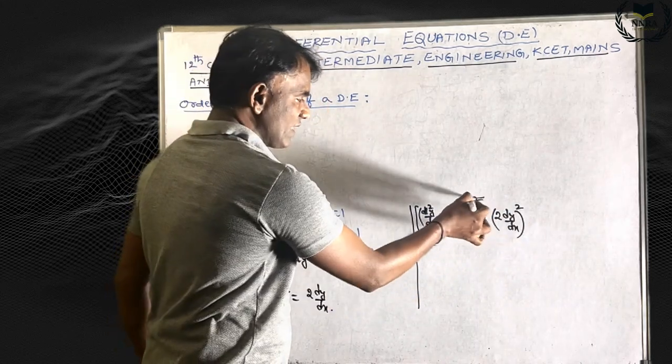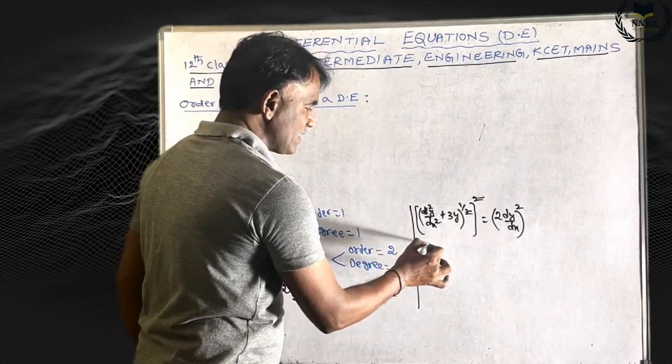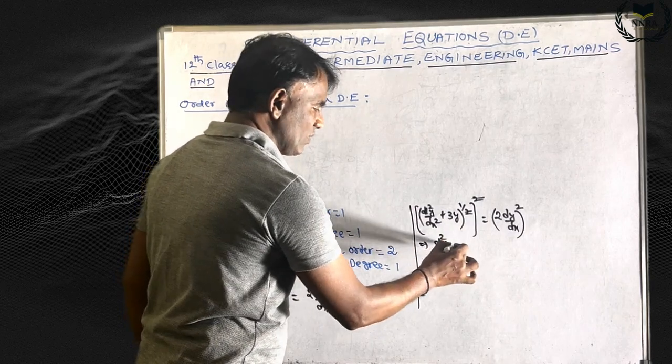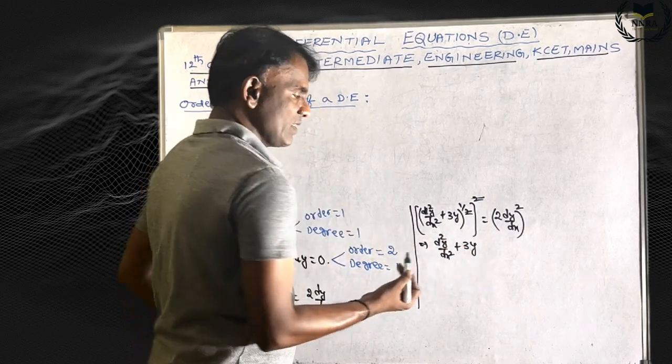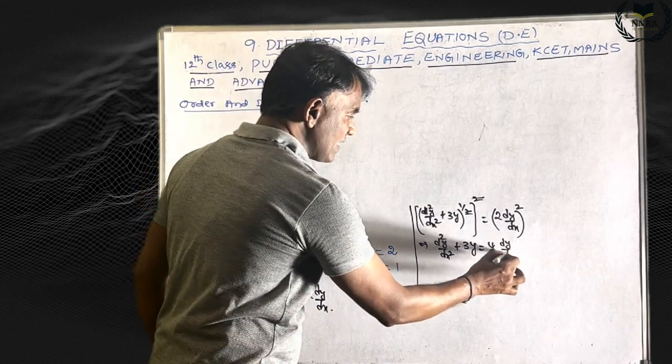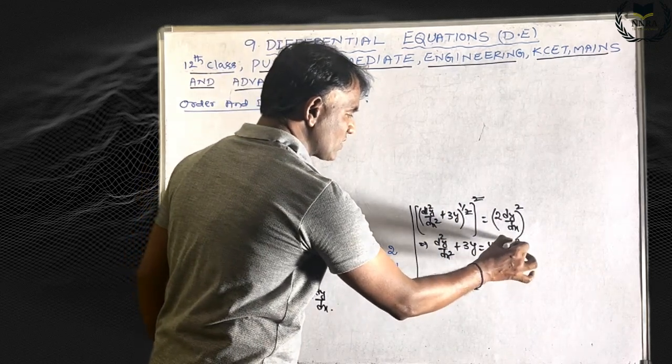Now this 2 gets cancelled, right? Then what is the remaining value? d square y by dx square plus 3y. So that side, 2 square means 4. It is dy by dx whole square.